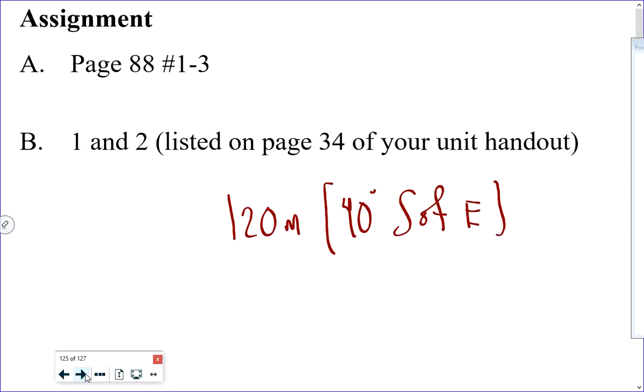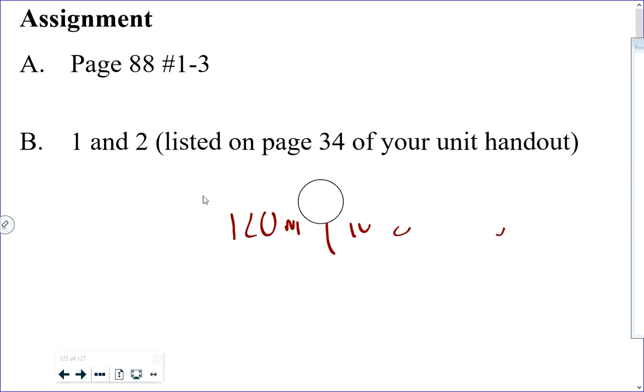Let's take a look. Can you take a look on page 34, please? What have I got there? Just a couple of questions. Well, I'll tell you what. Start with those questions that are on page 34 of your unit handout. I also have page 88 of the textbook, 1 to 3. Minimum, you get 1 and 2 done from this handout. And then maybe take a look at page 88 if you have time, but beyond that, I just want you to be able to do this.